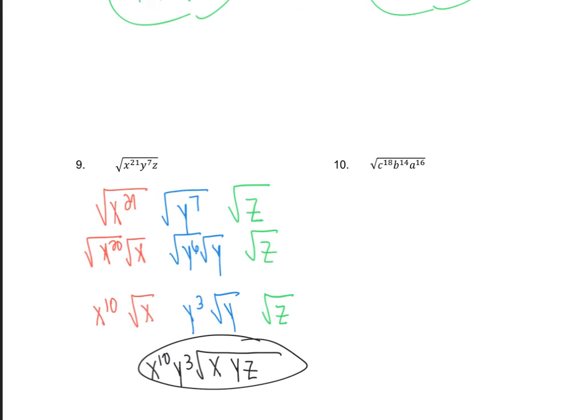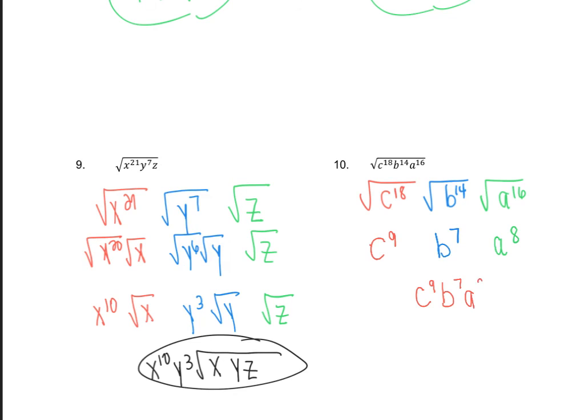Now on the flip side, number 10, everything is even. So I'm leaving nothing behind. I'm going to split it, c to the 18th, b to the 14th, a to the 16th. 18 people make 9 couples, 14 people make 7 couples, and 16 people make 8 couples. So I have c to the 9th, b to the 7th, a to the 8th. And I'm all done. All right, next one, we're going to put it all together, and then we'll be moving on. See you then.